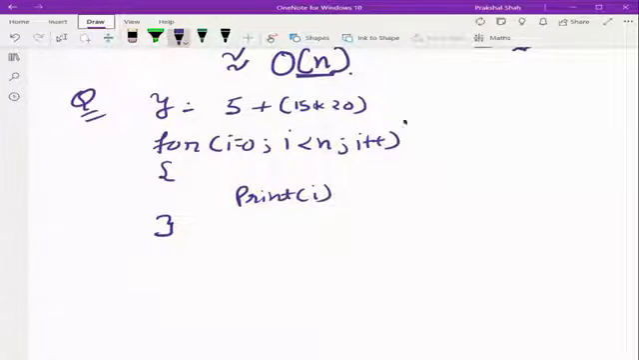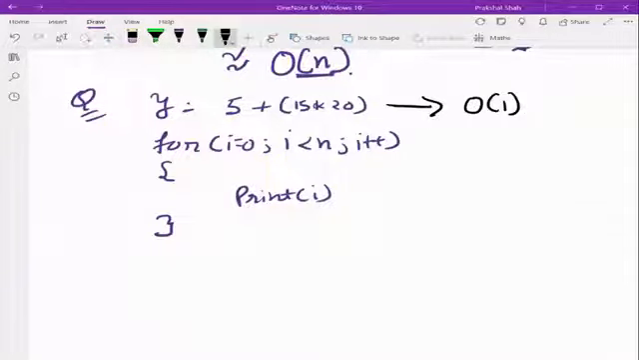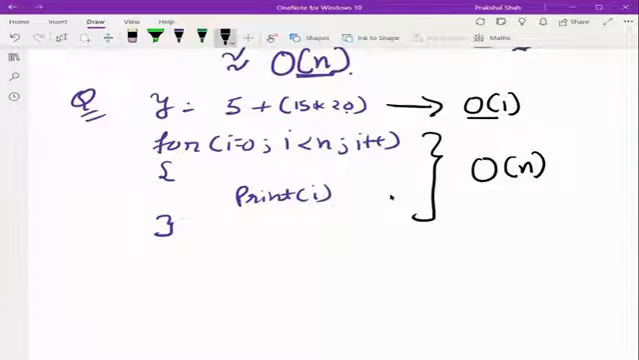Okay, many of you are right. Now let's understand how it is executing. Can I say this is nothing but my order of 1 only, right? Agree with me, everyone? This statement will be my order of 1, and this will be my order of n. Yes or no?